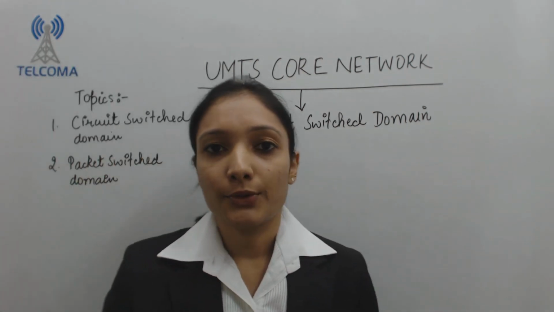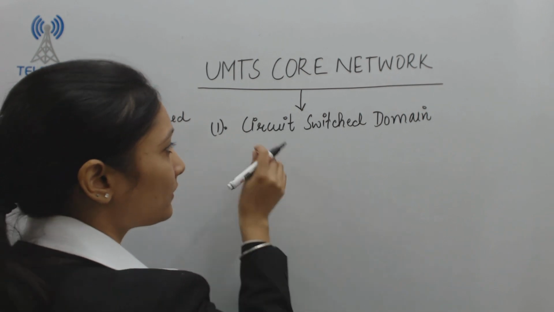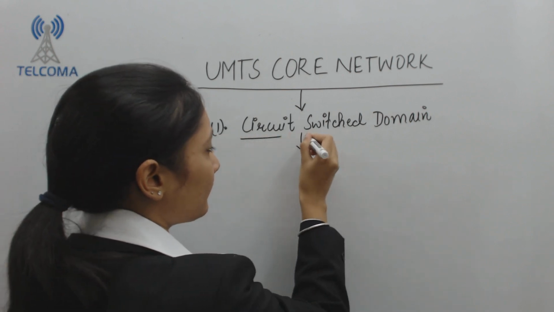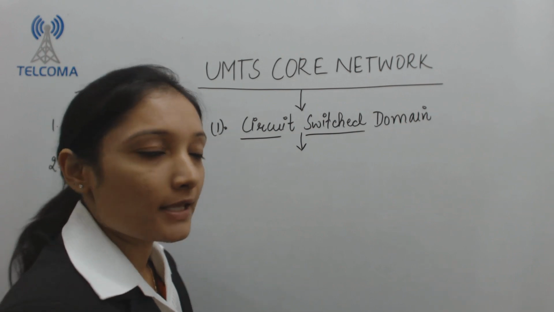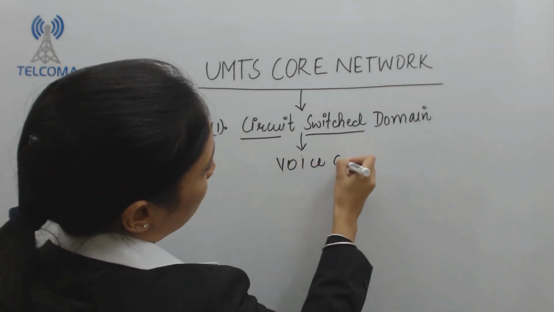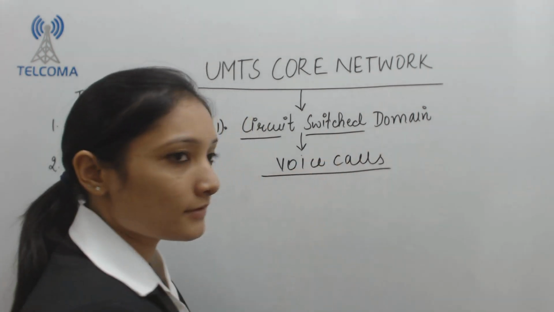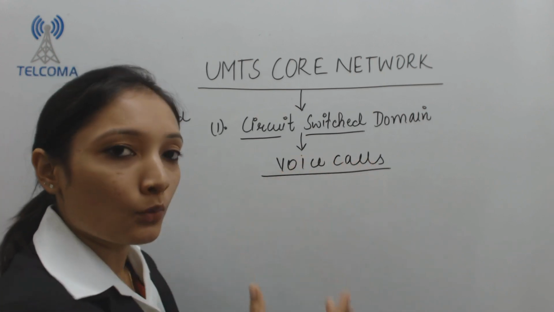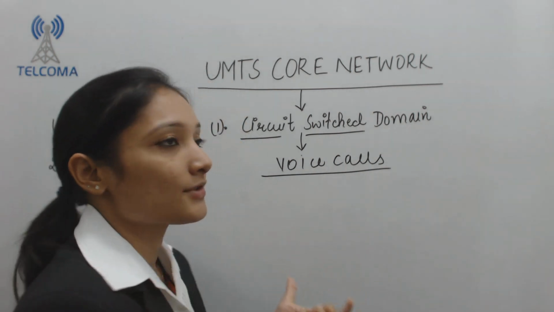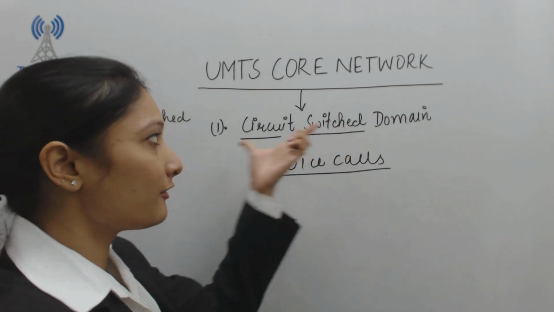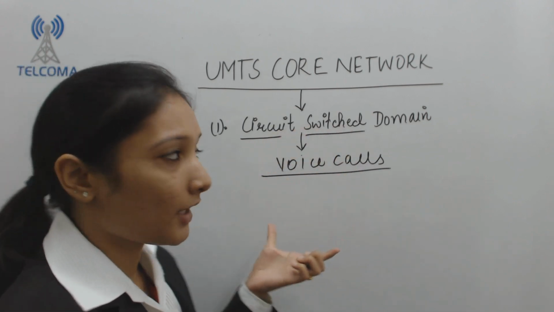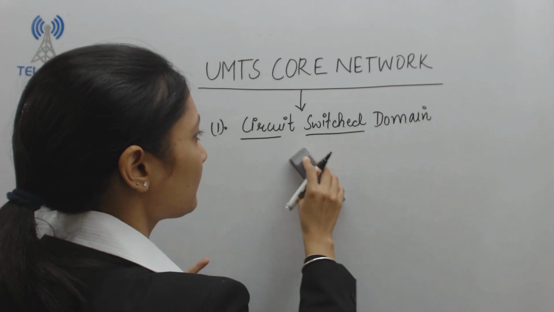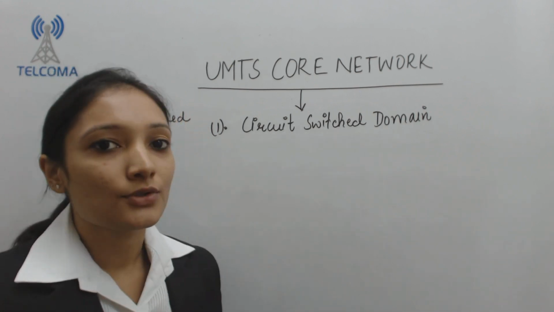Now the circuit switched domain of 3G networks, or our UMTS Core Network, is responsible for implementing the circuit switched calls, that is our voice calls. So this portion is responsible for routing, establishing, and managing our voice calls. Now how are these calls managed and routed through the networks? For that purpose we have various circuit switched domain constituents that make this portion of the core network work. Now let us discuss the different elements of the circuit switched domain.